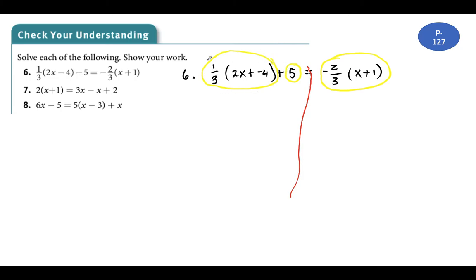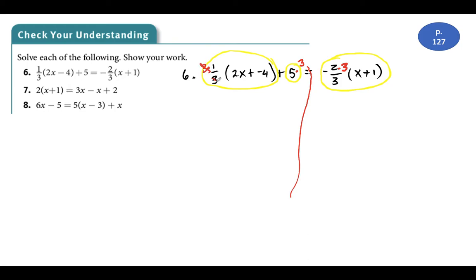So this is all one term, and it has a 3 in the denominator. I could actually rewrite this as 2x plus negative 4 all over 3 if I wanted to, because 1/3 is the same as dividing by 3. I want to get rid of this 1/3. There's a 3 in the denominator, so I'm going to multiply it times 3. And since this is all one term, I'm only going to multiply it once. Here I have a term 5. That's going to have to be multiplied times 3. Here I have a term negative 2/3 times x plus 1, all one term, so I'm only going to multiply it by 3 once. You guys got it?